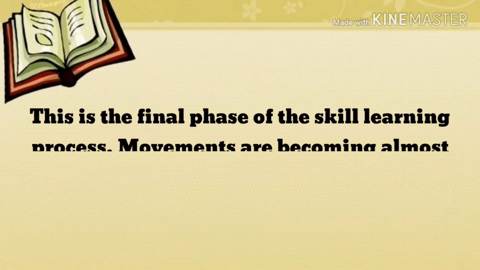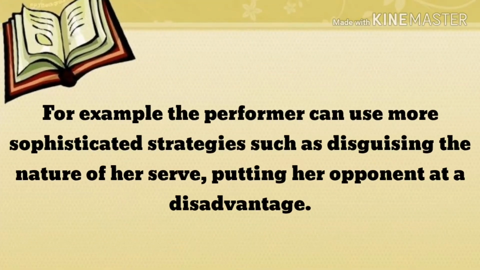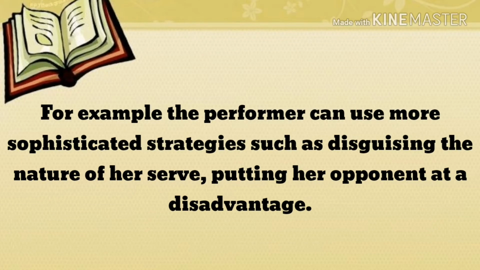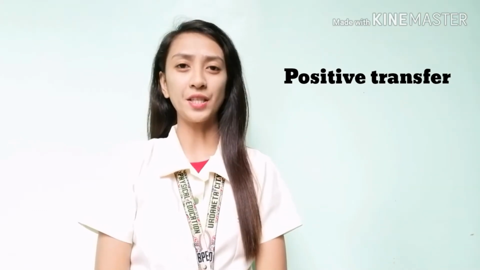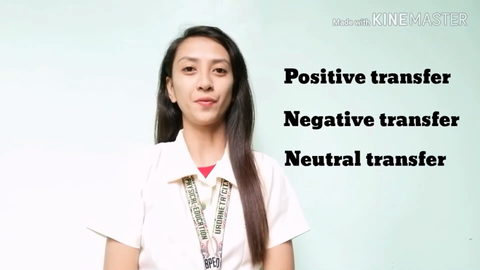This is the final phase of the skill learning process. Movements are becoming almost automatic with very little conscious thought. For example, the performer can use more sophisticated strategies such as disguising the nature of her serve, putting her opponent at a disadvantage. We do have 3 types of transfer of learning. We have positive transfer, negative transfer, and neutral transfer.